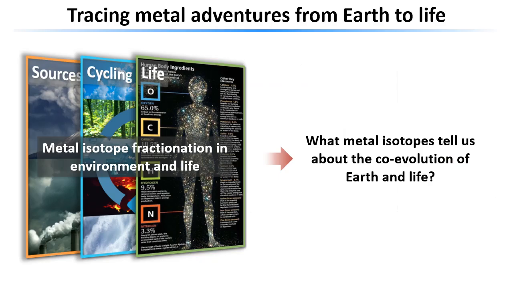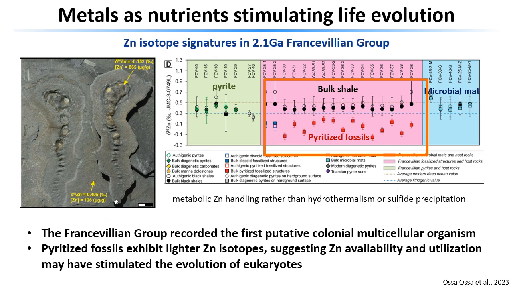So now I would like to finally present a few case studies showing how metal isotopes can tell us about the co-evolution of Earth and life. First case is how metal as a nutrient stimulates life evolution, an example of zinc availability and the evolution of eukaryotes in the 2.1 billion year old Francevillian group.